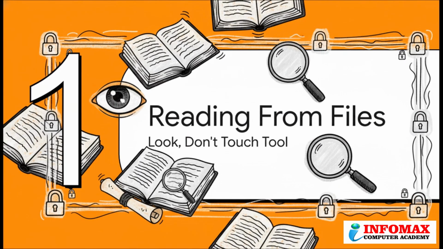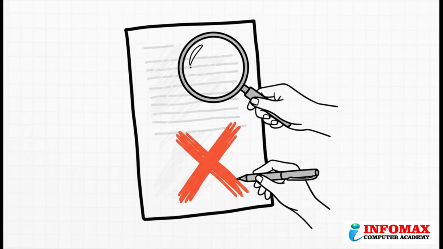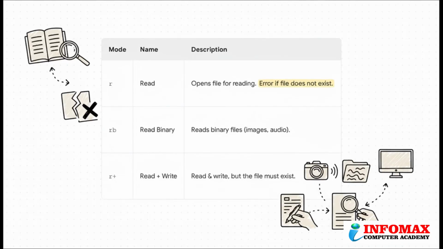First up, we've got the thing you'll probably do most often, just reading a file. This is all about getting information that's already there, without any risk of accidentally changing it. Think of this as your look, don't touch tool. The best way to think about the read mode, or just R, is to imagine someone handing you a final printed report, right? You can read every single word, you can analyze the charts, you can learn everything from it. But you can't just whip out a pen and start scribbling in the margins. It's a read-only deal.